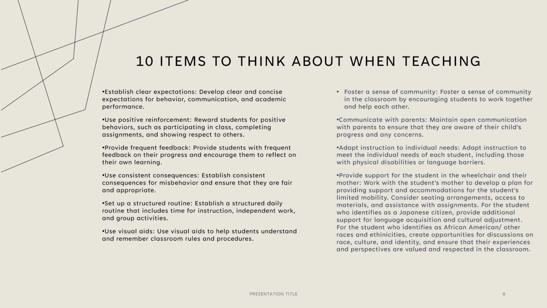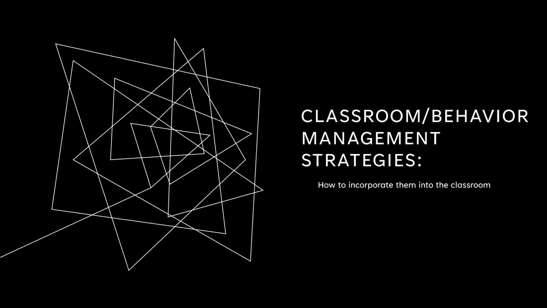For the student who identifies as a Japanese citizen, provide additional support for language acquisition and cultural adjustment. For the student who identifies as African American or other races and ethnicities, create opportunities for discussion on race, culture, and identity, and ensure that their experiences and perspectives are valued and respected inside the classroom.